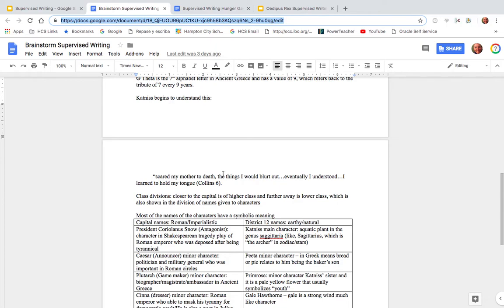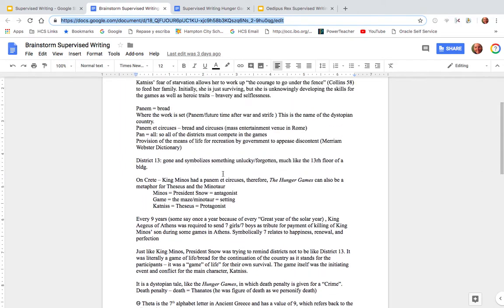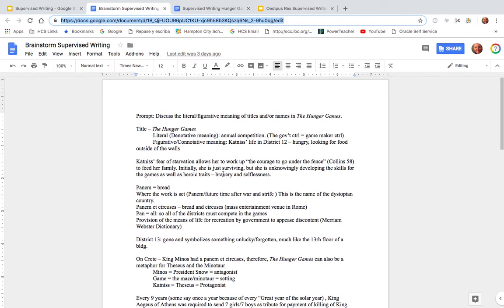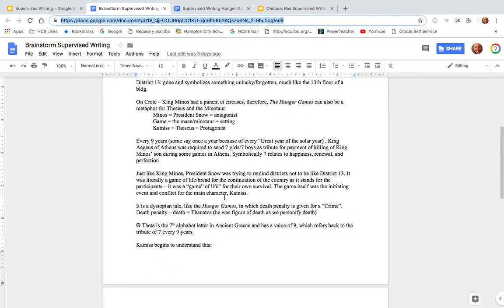So next would be language, and language is used in here throughout. It's talking about, of course, the title, the character names. It goes here, talks about antagonist, setting, protagonist, so you can see that, as well as using the academic register throughout. So this brainstorm of the supervised writing meets all the criteria of the 4 areas that we're talking about.